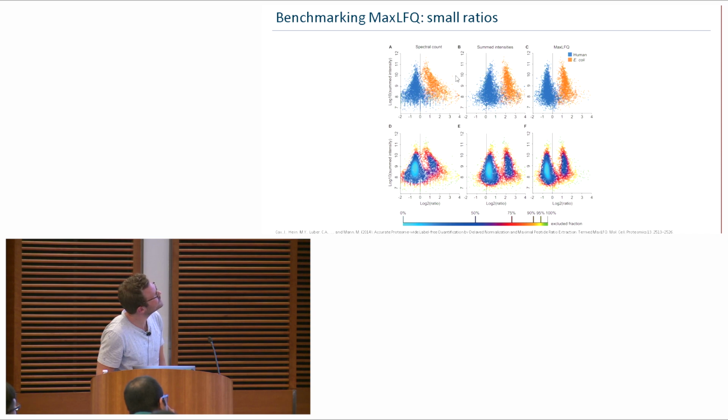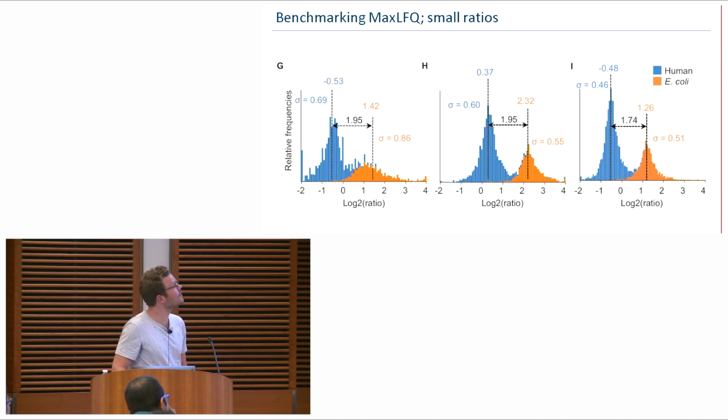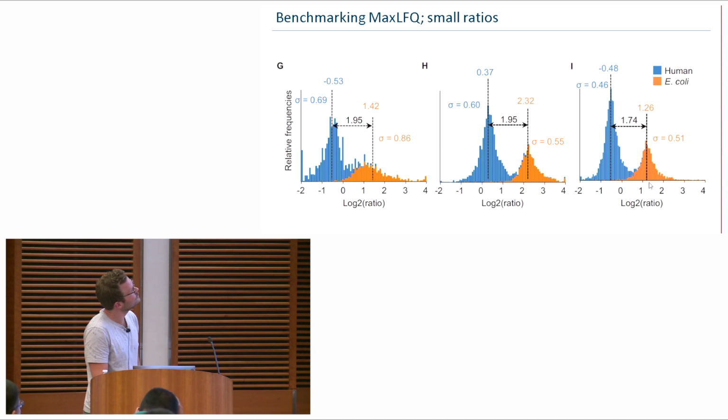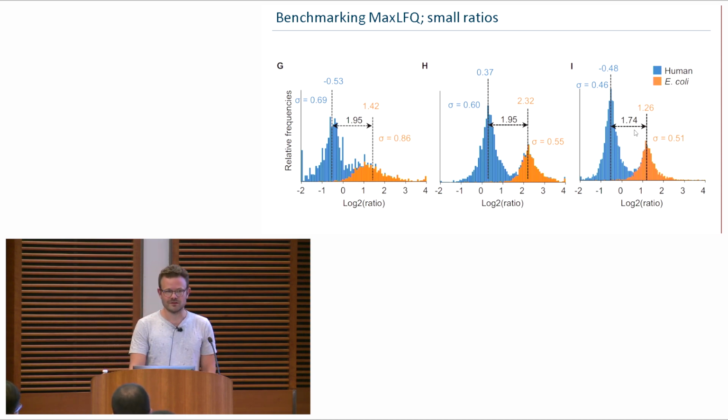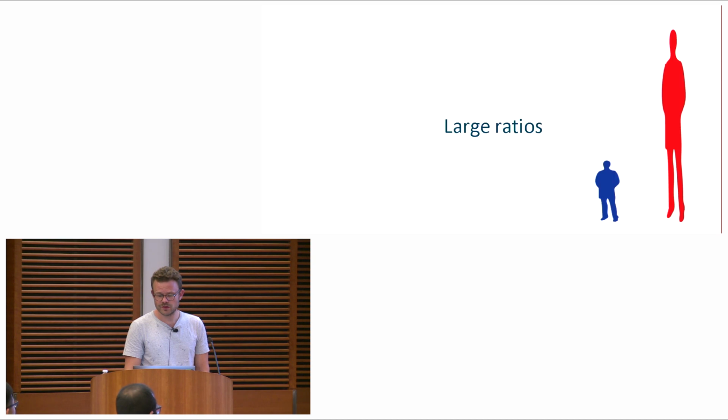For the two samples, the summed intensities are already much better, but the MaxLFQ looks a little bit better in this case. And if you go to the histograms now, which is probably easier to interpret, you see that this is on the log scale, that the distance here is nearly what we expect from the experimental design. Okay, so it looks like this method is usable for small ratios, and this brings us to testing or benchmarking with large ratios.